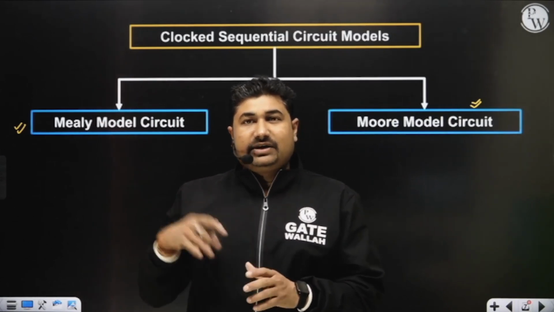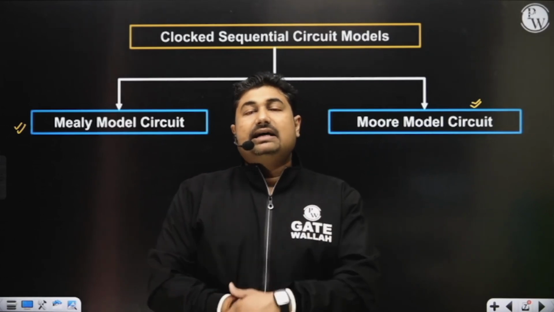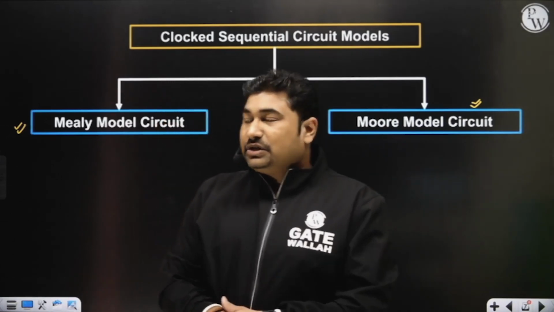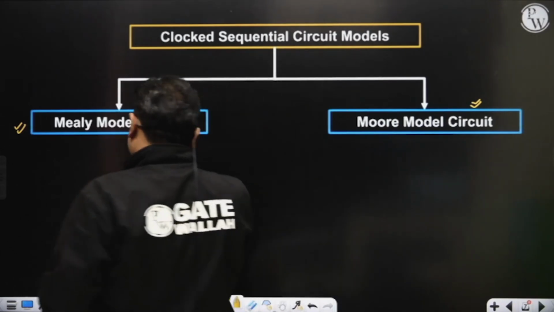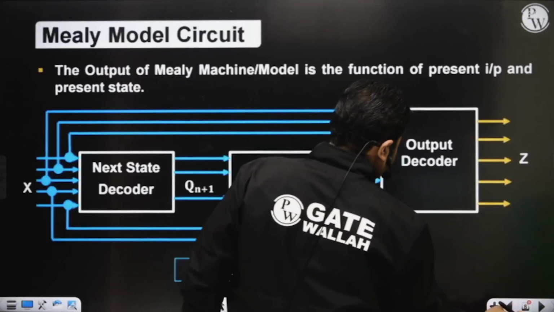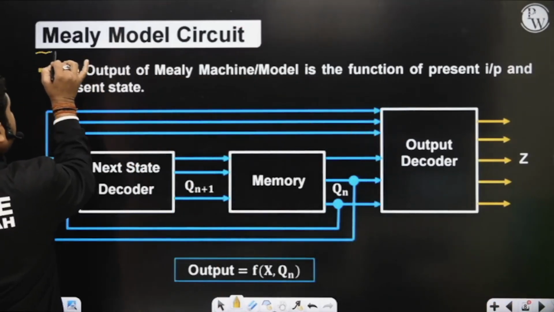So sir, why are we using sometimes Mealy and sometimes Moore? There are some advantages and some disadvantages. First, I am going to compare the Mealy and Moore circuits. Now please observe here. First I am going to show you the block diagram of the Mealy model.